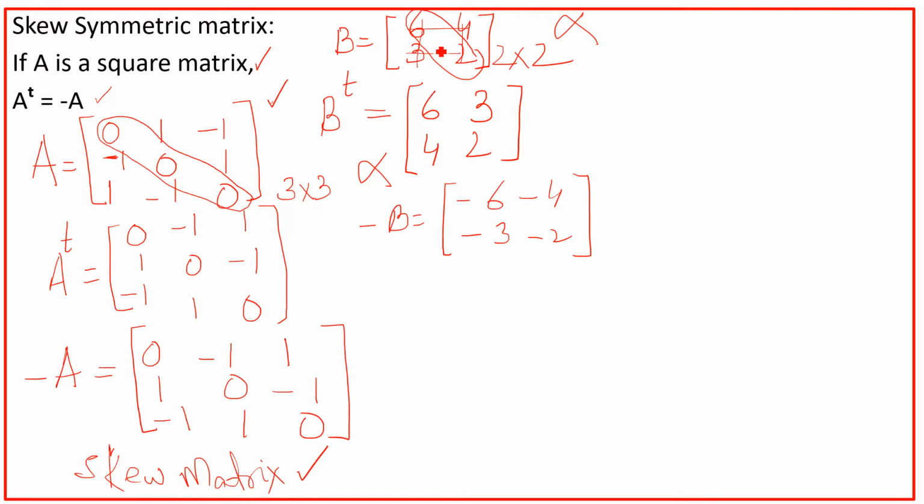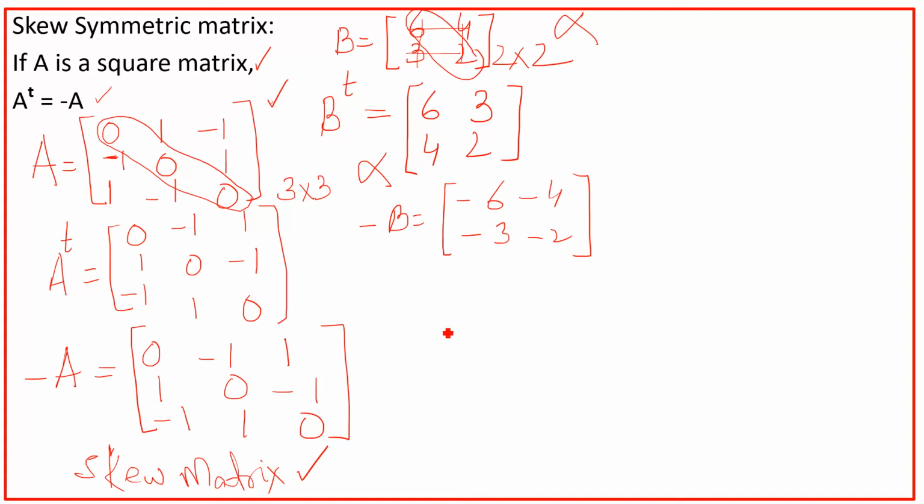But keep in mind, if the diagonal elements are not 0, we can never have a skew matrix. But if the diagonal elements are 0, it is not compulsory that it will always be a skew matrix. Maybe it will be or maybe not. But if it is non-zero, it can never be a skew symmetric matrix. We have proved it here.